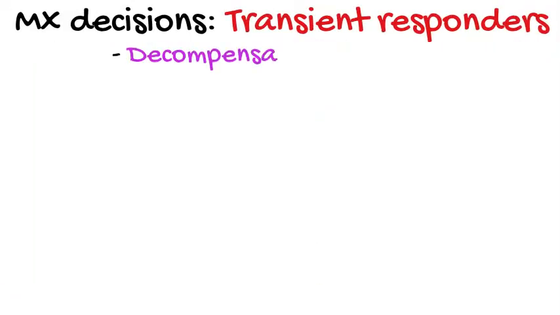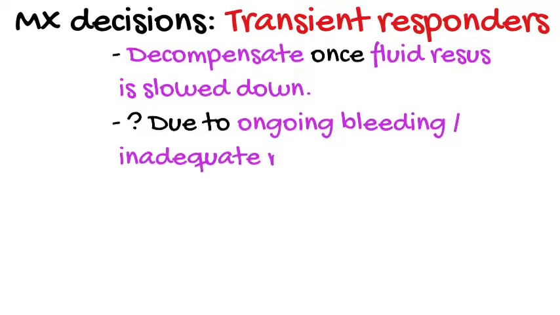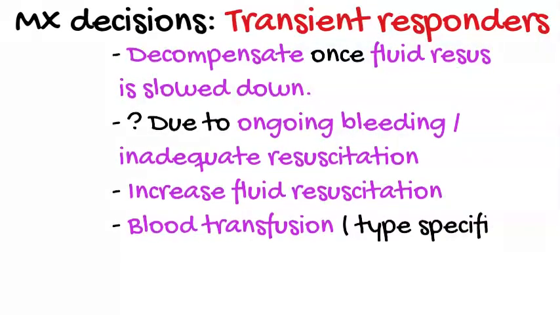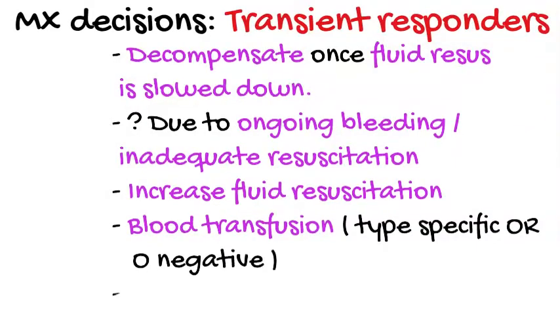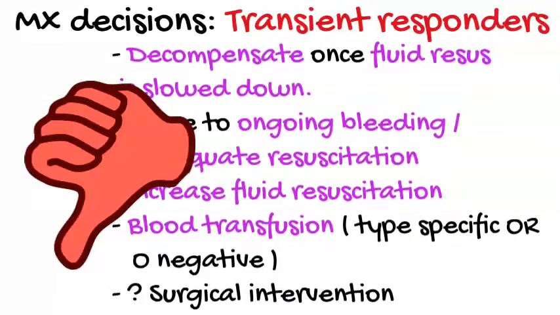For the transient responders, the patient will decompensate once the fluid resuscitation is slowed down. The causative factor might be ongoing bleeding or inadequate resuscitation. The management involves increased fluid resuscitation and blood transfusion, either type specific or O negative. Patient might need surgical intervention to stop the bleeding.